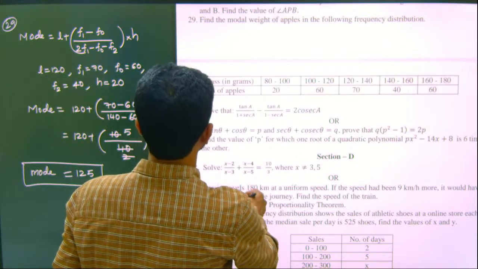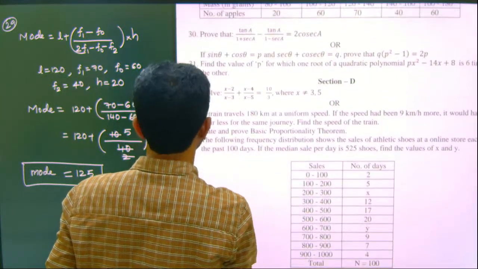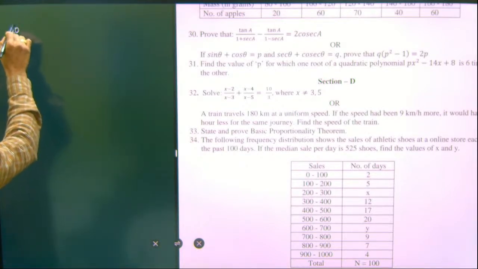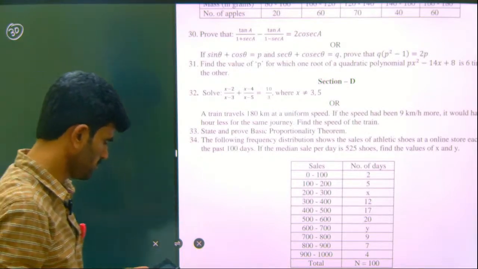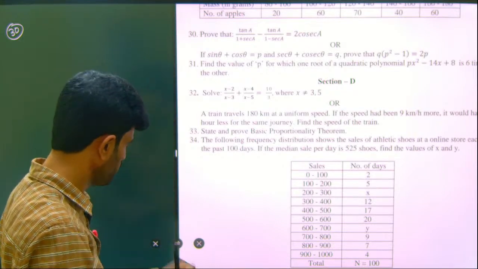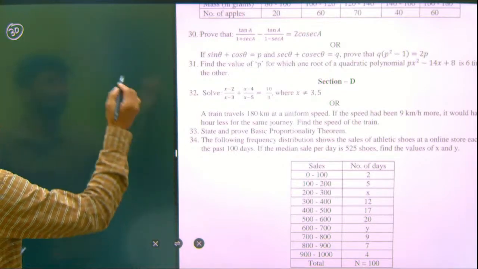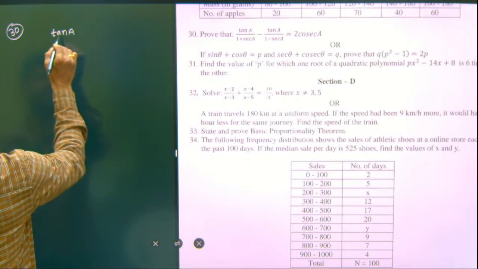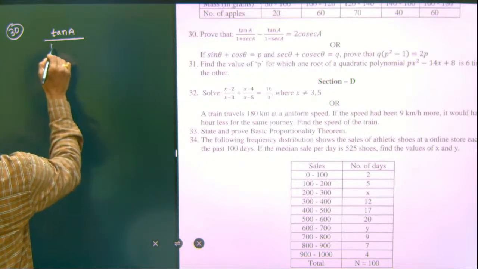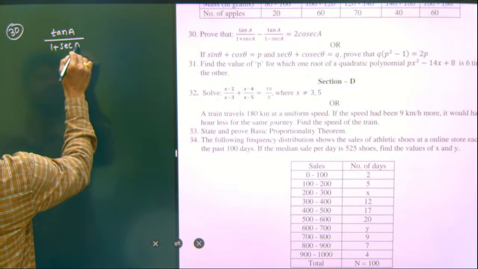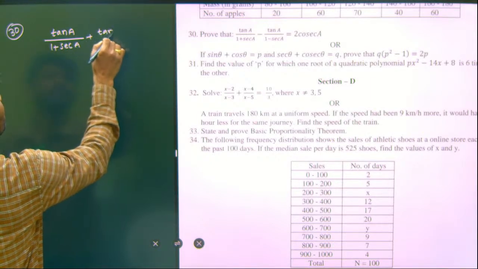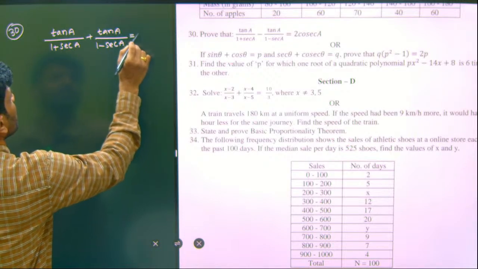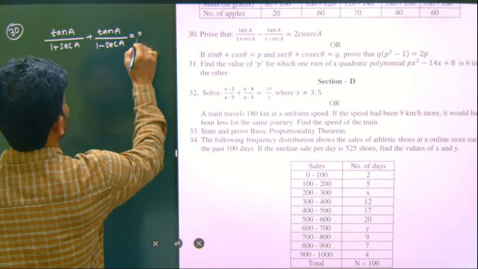Now let's see the next question. The next question is from trigonometry, identities. Most of the students face this one as difficult. What we have to do here? We have to prove that 2 cosec A is equal to tan A by (1 plus secant A) plus tan A by (1 minus secant A). We have to prove this.